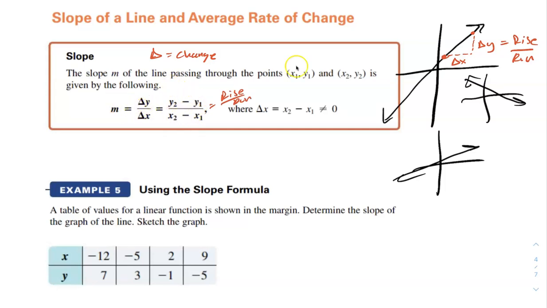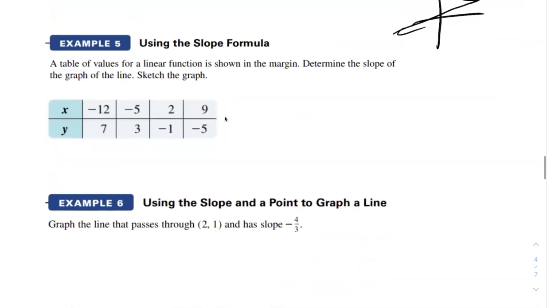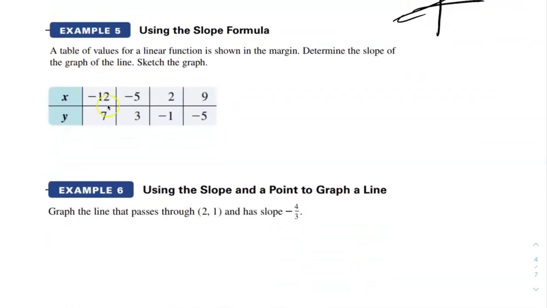So the way we do that is we subtract our points. We do y2 minus y1 over x2 minus x1. You should have seen this in algebra 1 and algebra 2. We're doing it over again here. So let's do an example. Use the slope formula to find the slope of this line.